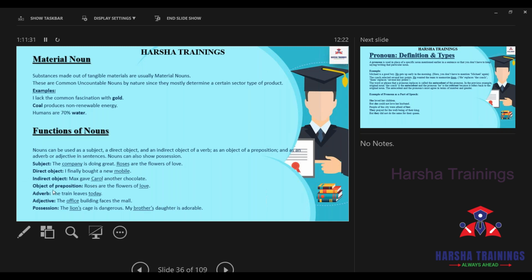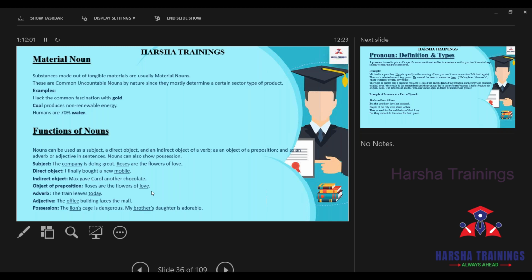Okay, now object of preposition. Roses are the flowers of love. The same sentence, right? Roses is a noun, but love is also a noun, an abstract noun. Yes, we've discussed abstract nouns. So love is an abstract noun. Love here is used as the object of preposition. Of love. Of is a preposition, right?